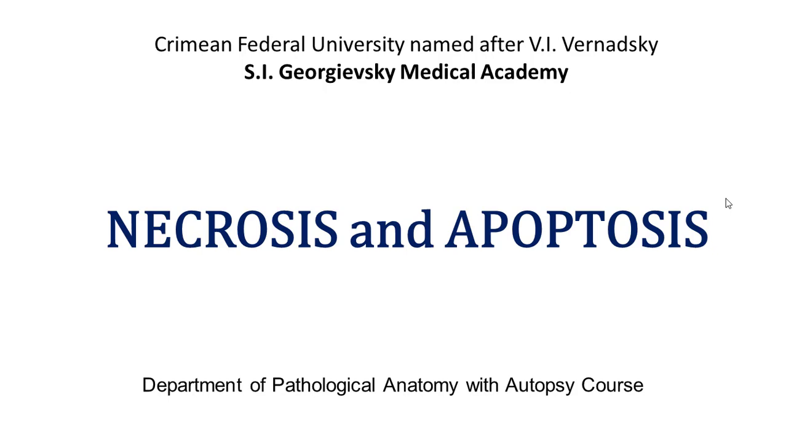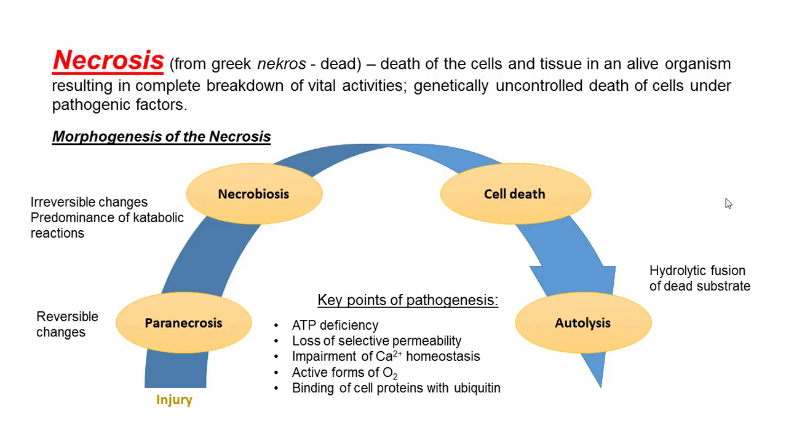Good day, dear students. Here's the second lecture on the course of pathological anatomy, and the topic of this lecture is necrosis and apoptosis. As you know from the previous lecture, any cell injury leads to morphologic changes in this cell. These changes, being first reversible, become irreversible and finally lead to cell death. The cell death could be of two types, necrosis and apoptosis.